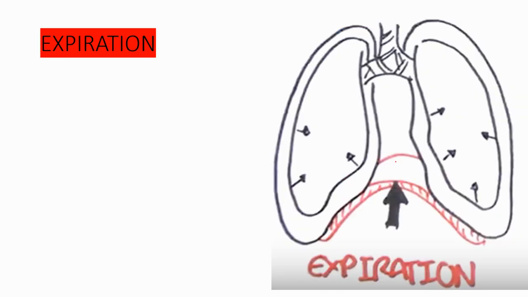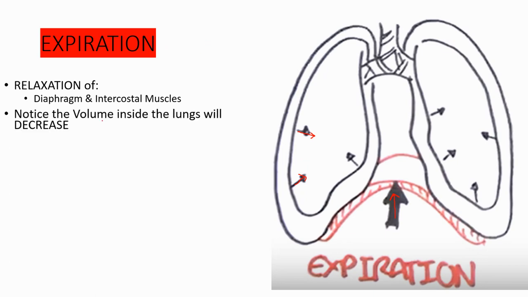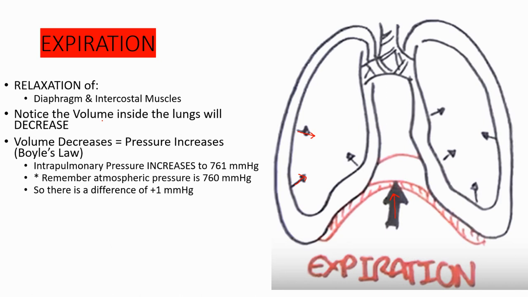Now, expiration. Expiration is going to be the opposite of what we just talked about. It's the relaxation of the diaphragm and the intercostal muscles. So when your diaphragm relaxes, it's going to go back up. And then when the intercostal muscles relax, they're going to pull inward, okay, which is going to decrease the volume inside the lungs. And you remember the relationship between volume and pressure. If volume decreases, pressure will increase. So now we have high pressure in the lungs because our volume decreased, and in comparison, our pressure outside the lungs is lower.